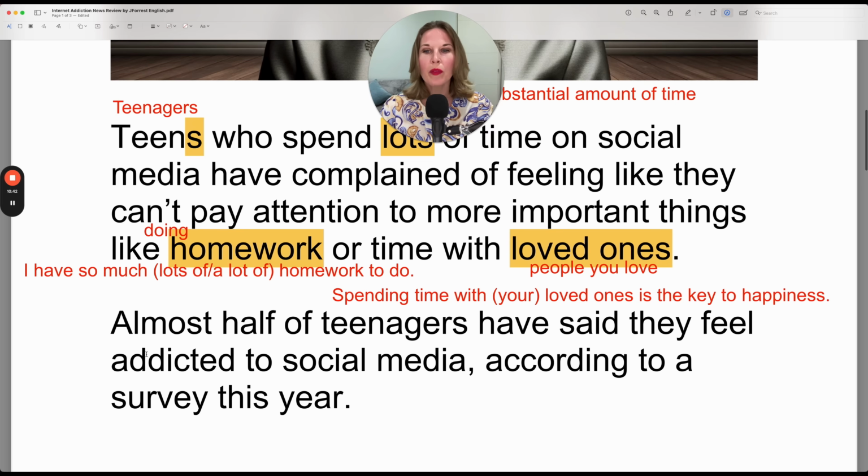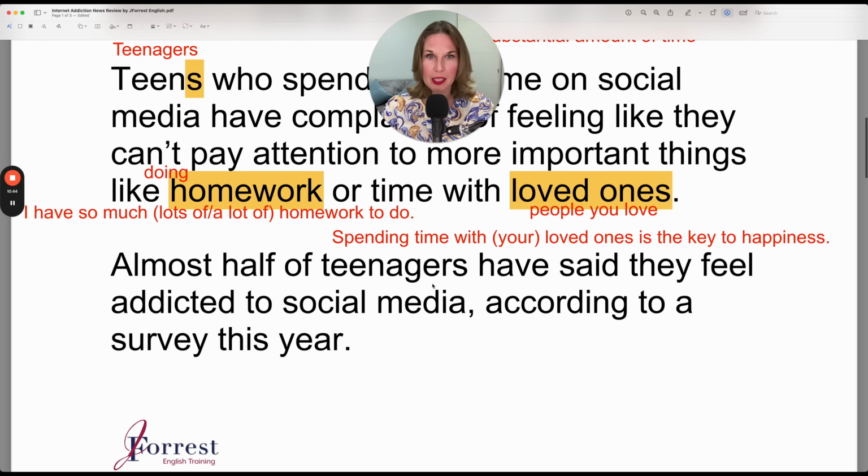Let's continue. Almost half of teenagers, so again, the category of teenagers, people between 13 to 19, almost half, so 40%, 45%, 48%, we don't know, but it's close to half. Almost half of teenagers have said they feel addicted to social media, according to a survey this year.